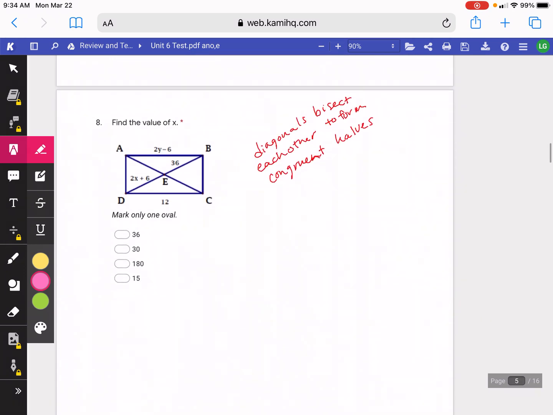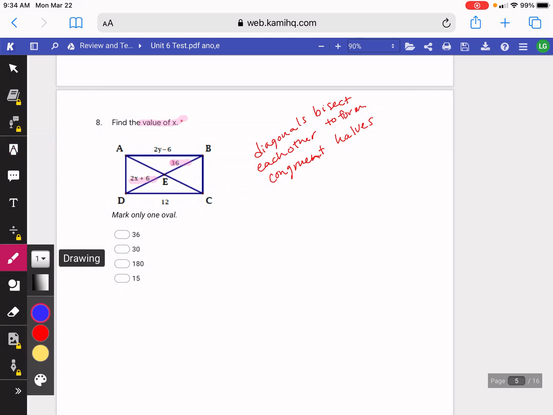In this next question, we're finding the value of x. Since we know that for parallelograms, the diagonals bisect each other, that means that this part of this diagonal and this part of that same diagonal must be congruent because they're bisected. So they're cut into two congruent halves. So that means 2x plus 6 has to equal 36.